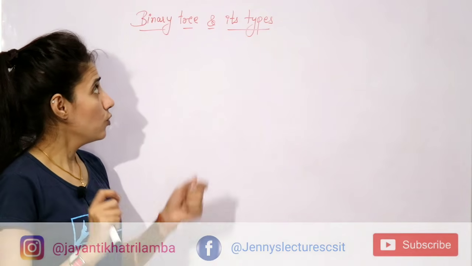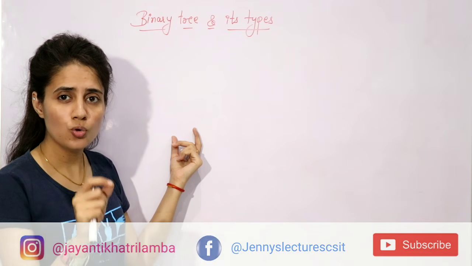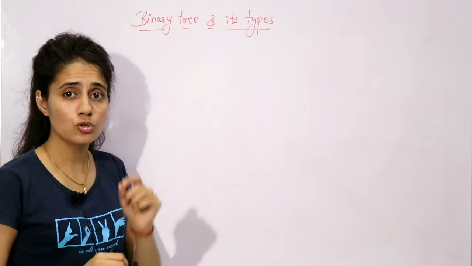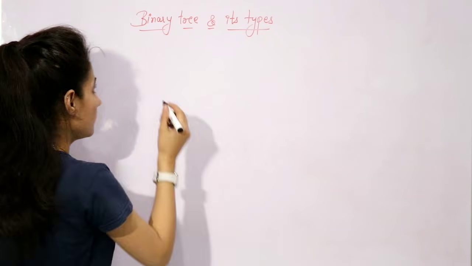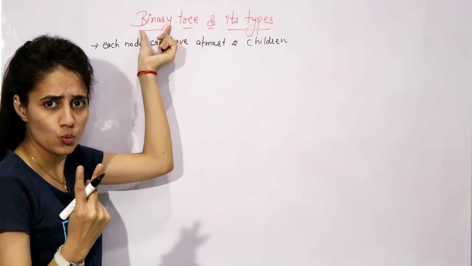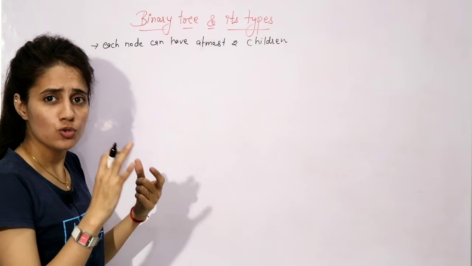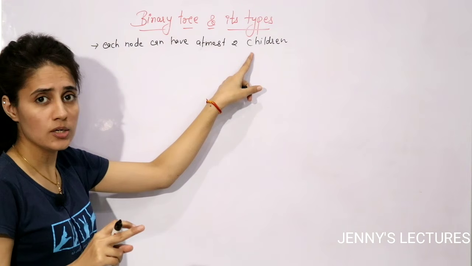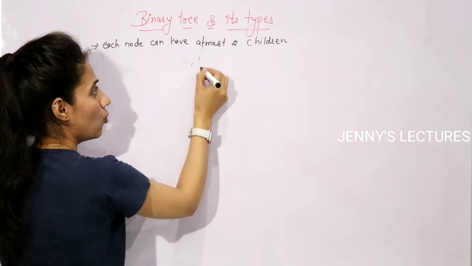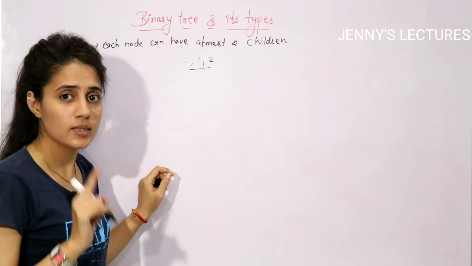Now first of all, what is a binary tree? It is a tree in which each node can have at most 2 children. As the name suggests, binary means 2, I mean 0 and 1. So in a binary tree each node can have at most 2 children, which means each node can have either 0, 1 or 2 children, but cannot have more than 2 children. That is a binary tree.